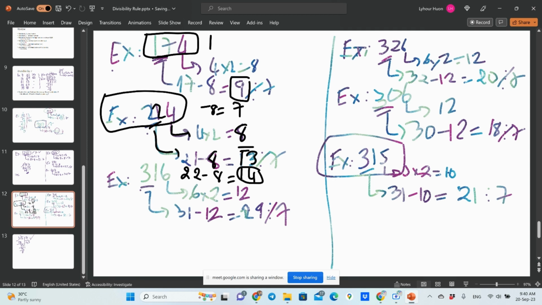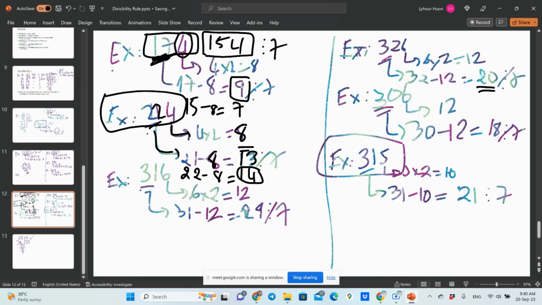Just make it 172, right? No, the 4 is not changed. What we change is the rest, besides the last digit. Oh, so we decrease to 154? 154, yes. So 15 minus 8 will be 7. So this is a number that is divisible by 7. You can check by the rules.